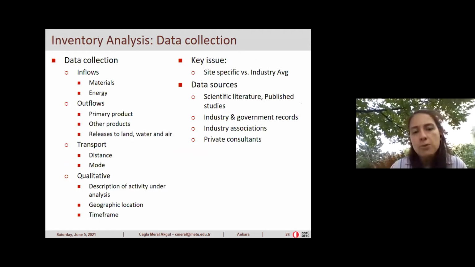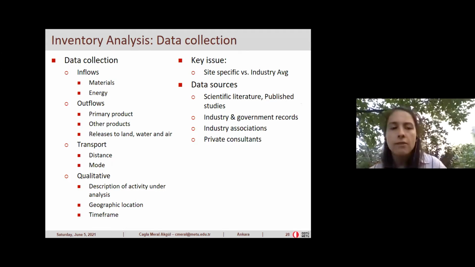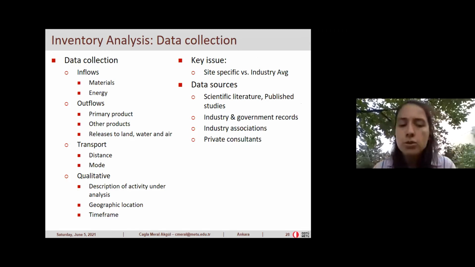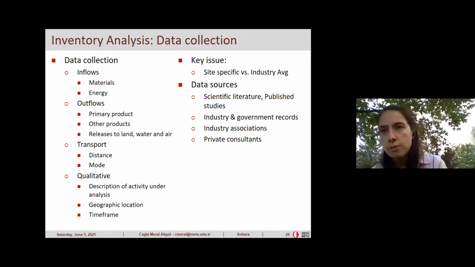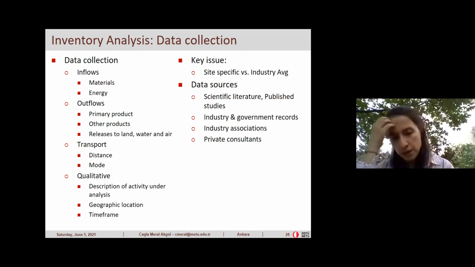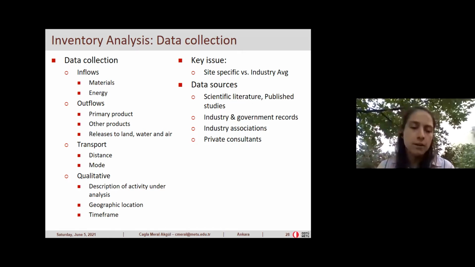And time comes for inventory analysis. So we start with data collection. We check our inflows, so material and energy. We check our outflows, primary products, other products, and releases to land, water, and air. Then we think about transportation. What type of transportation? Are we transporting with train or barge or trucks? And the distance.